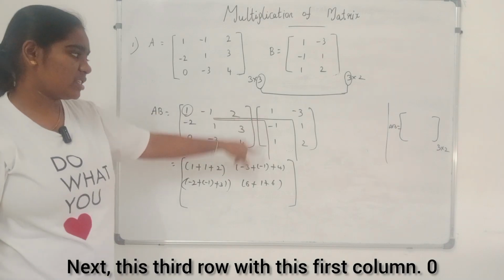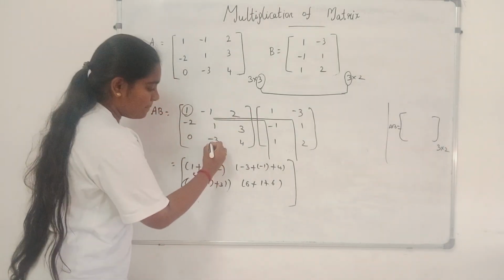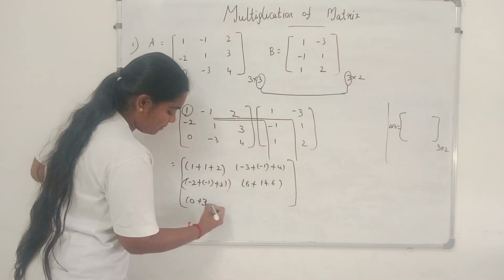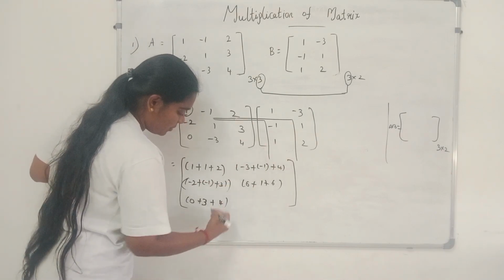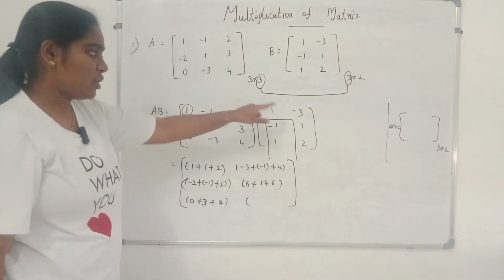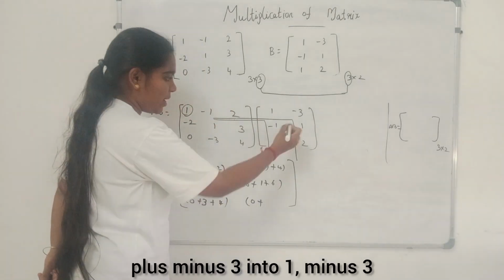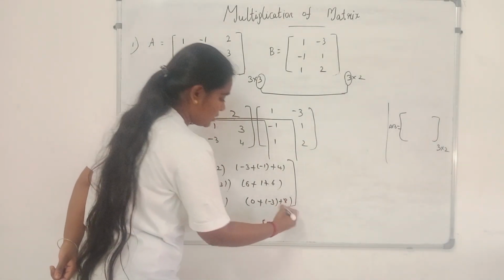Next, the third row with the first column: 0 into 1, 0, minus 3 into minus 1, plus 3, again plus 4 into 1, 4. Next, 0 into minus 3, 0, plus minus 3 into 1, minus 3, plus 4 2s are 8.